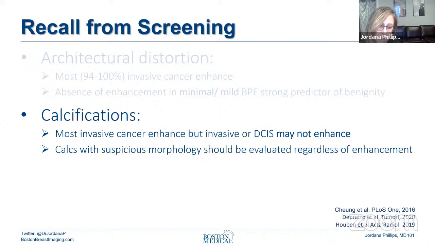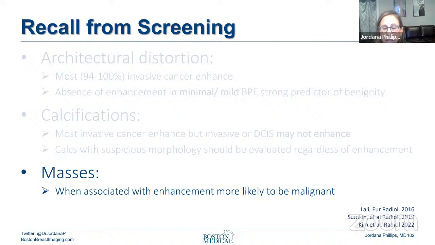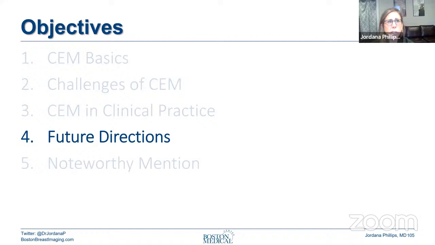Next, we'll talk about masses. Masses that are associated with enhancement are more likely to be malignant. If you have a mass on a low energy exam and there's no associated enhancement, the negative predictive value is very high. And that's no different than if you see a mass on a 2D mammogram and you do an MRI and you see no enhancement. The likelihood that that is a cancer is essentially zero. I mean, the negative predictive value of an absence of enhancement for a mass is very, very, very high.